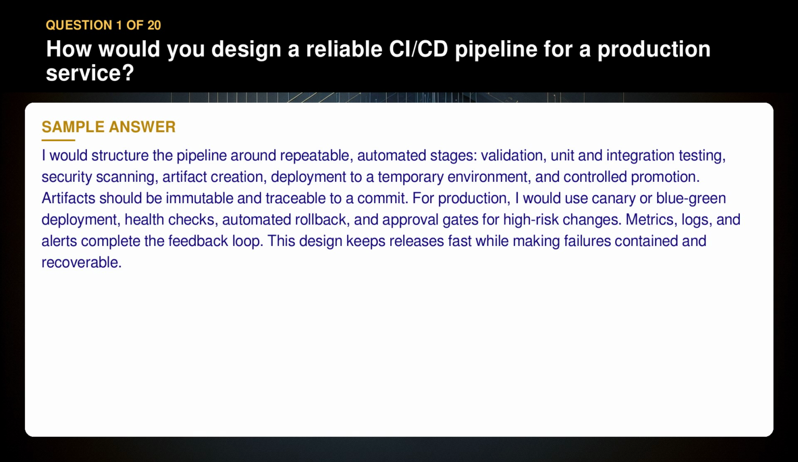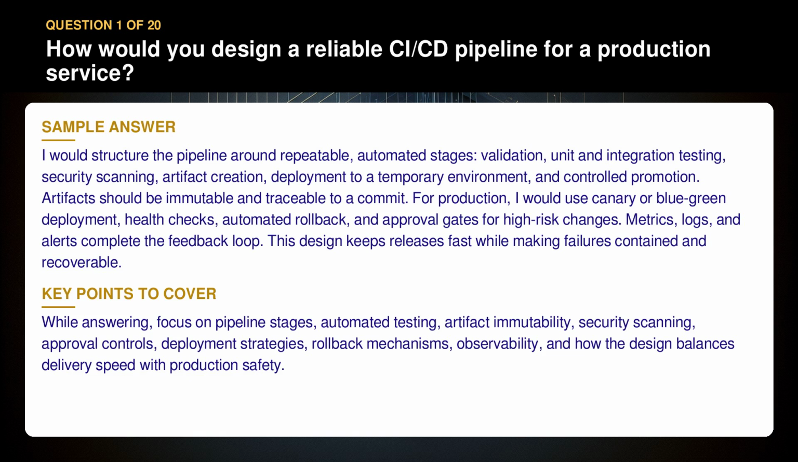For production, I would use canary or blue-green deployment, health checks, automated rollback, and approval gates for high-risk changes. Metrics, logs, and alerts complete the feedback loop. This design keeps releases fast while making failures contained and recoverable. While answering, focus on pipeline stages, automated testing, artifact immutability, security scanning, approval controls, deployment strategies, rollback mechanisms, observability, and how the design balances delivery speed with production safety.